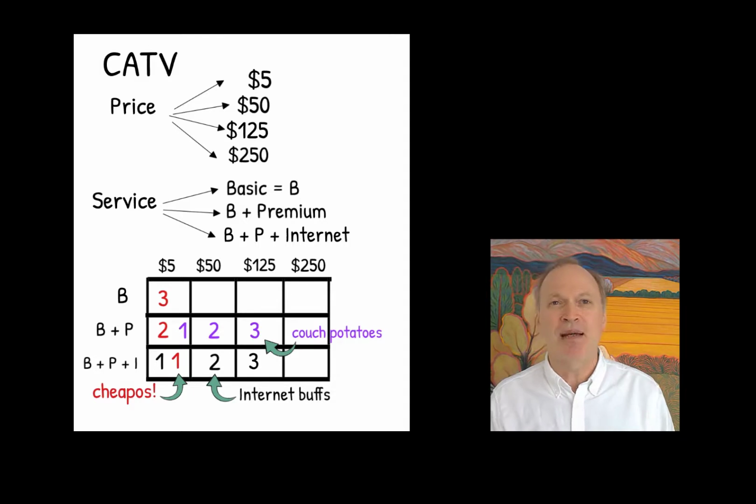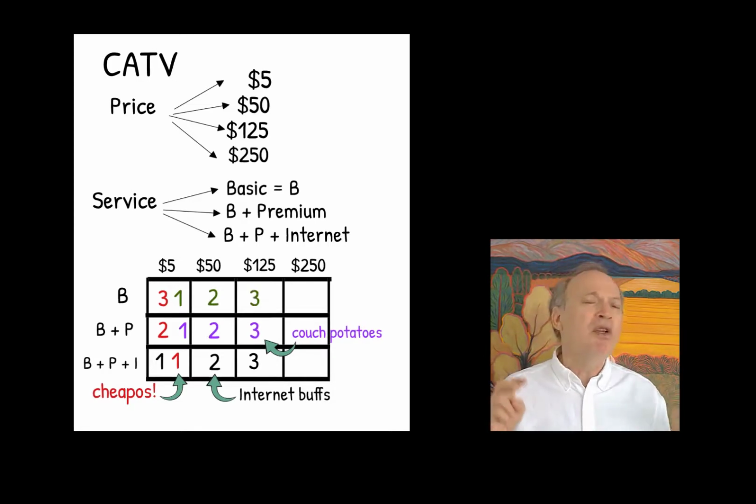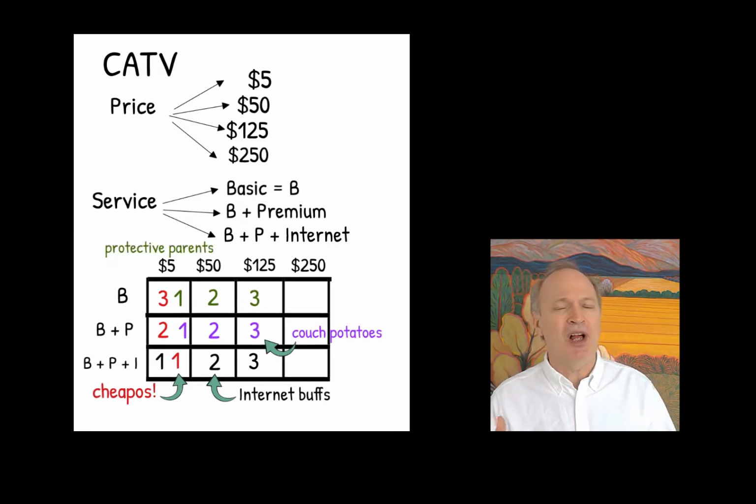And finally, there's another segment, 1, 2, and 3, where they're paying not to have the premium channel nor have the internet. That's prudish parents, perhaps in the Bible Belt or other regions of the United States, who simply don't want to have this uncensored content in their living room. That is the matrix procedure.